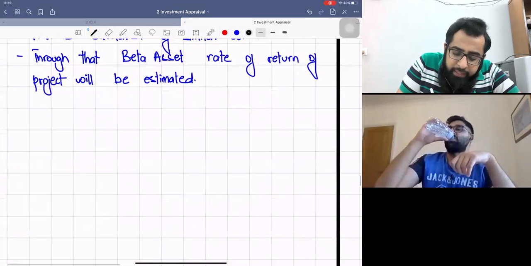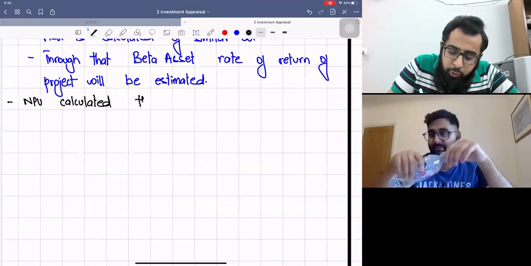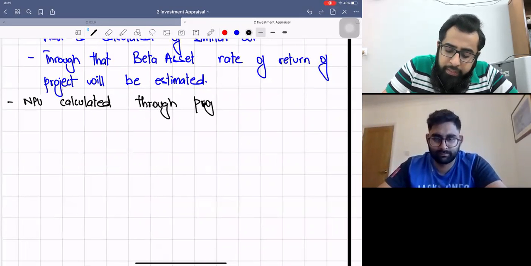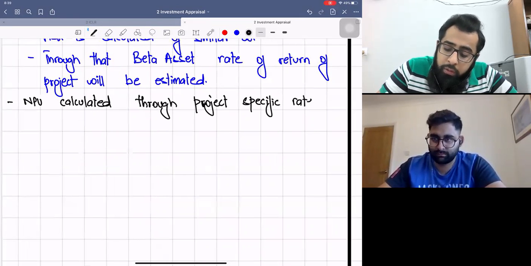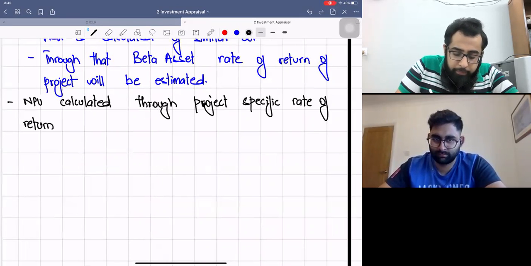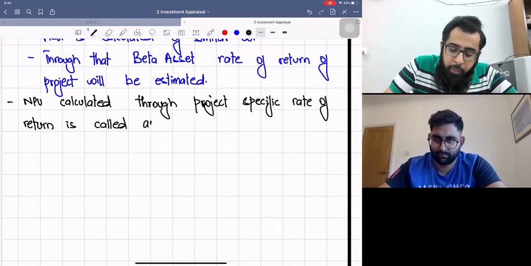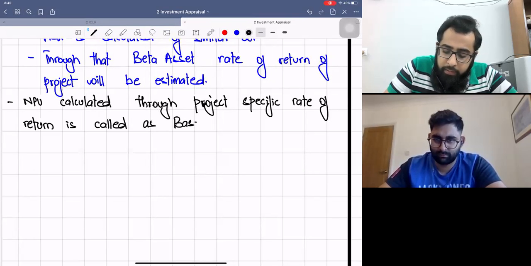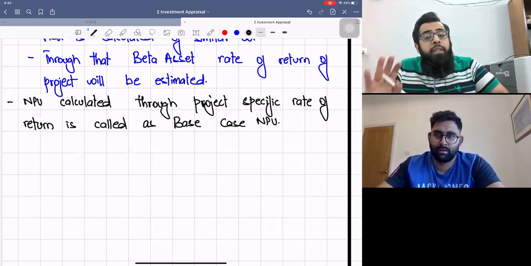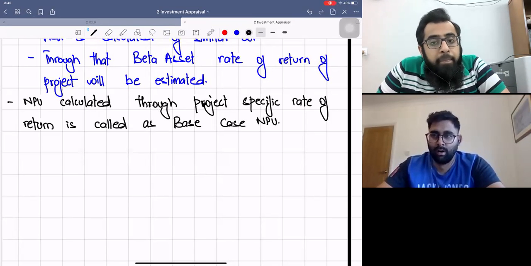Now, the NPV calculated through the project specific rate of return is called base case NPV. We call it base case NPV. This is the NPV which is based on the project specific rate of return.